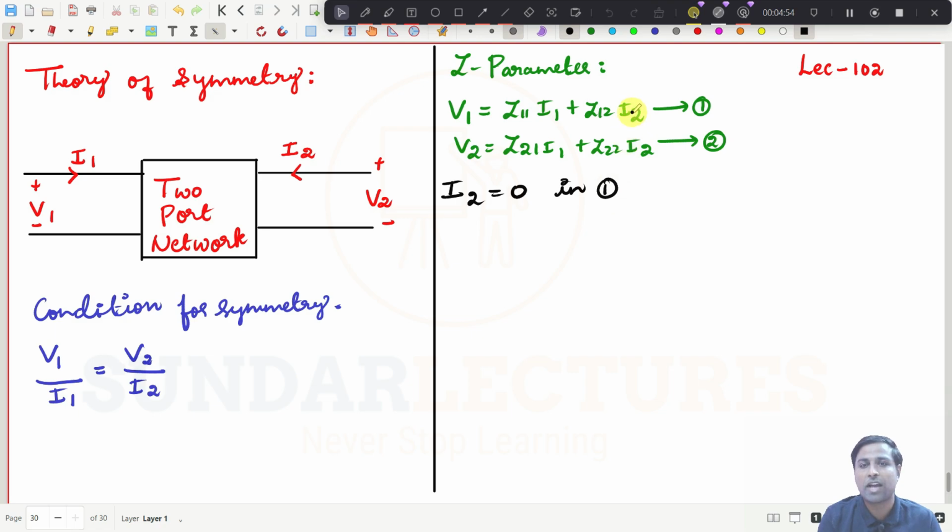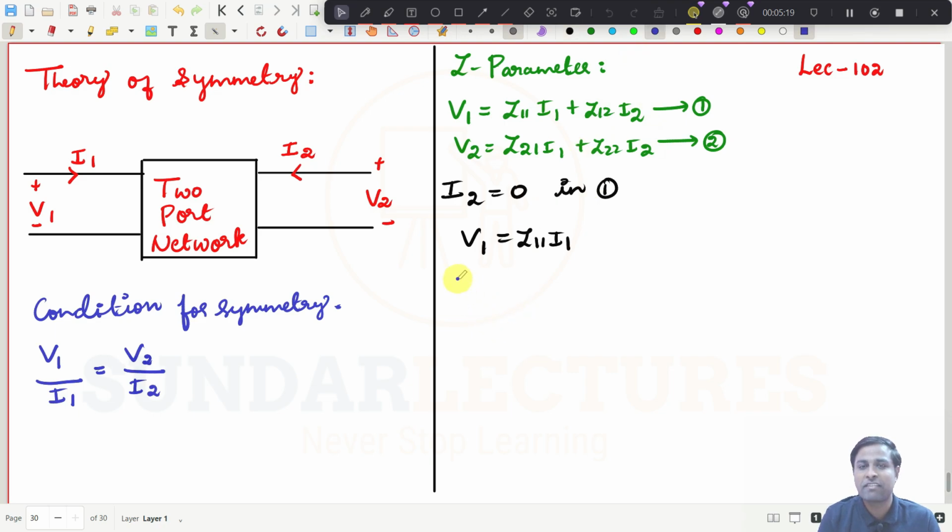Simply, you put I2 equal to 0, which means I am just open circuiting port number 2 and supplying the voltage here. See, these kinds of things we have already seen many times, so I don't need to explain them, right? If I put I2 equal to 0, then this term will go off. What I will get is V1 equal to Z11 into I1. That's all.